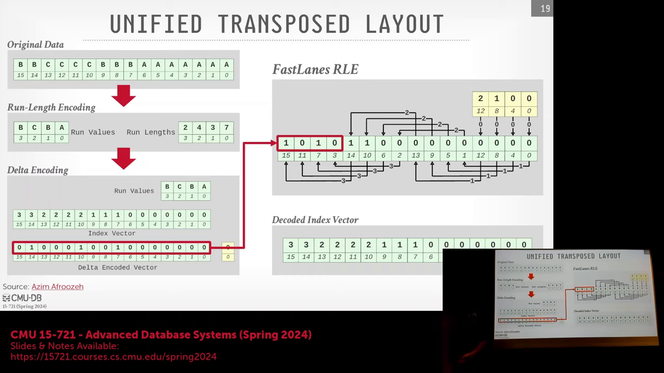And again, the paper talks about other ways to handle this for other different encoding schemes. But the basic idea is that we're spraying bits out in these vectors so that when we go to decode them, they line up nicely into our SIMD registers. And we don't have to do this scatter gather stuff to move things around to put it in the form that we actually need.